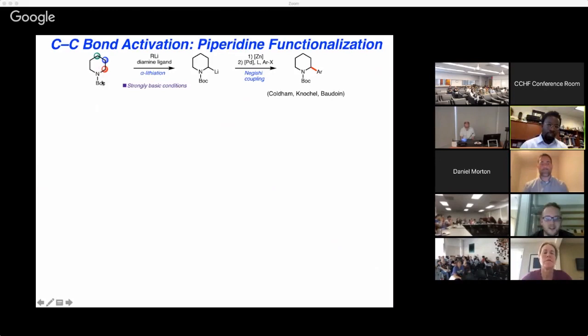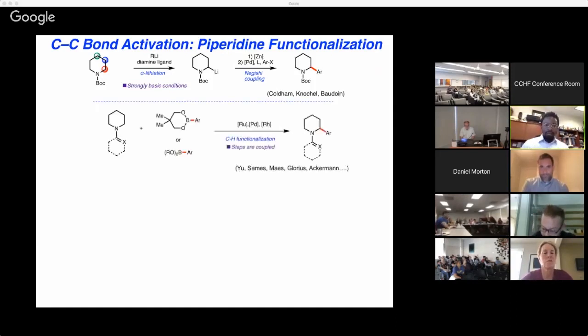big push in being able to functionalize piperidines was to utilize, for example, a Boc carbamate to direct a lithiation event. And then at that stage, one can envision a transmetallation, for example, to a Negishi precursor nucleophile. And then you can carry out the Negishi type cross couplings to your heart's content. Okay, and more recently, contributors to this area include Ian Coldham, Paul Knochel, and Olivier Baudoin.